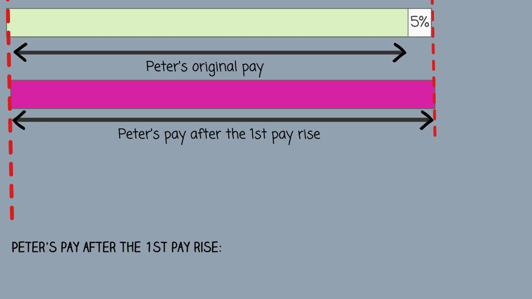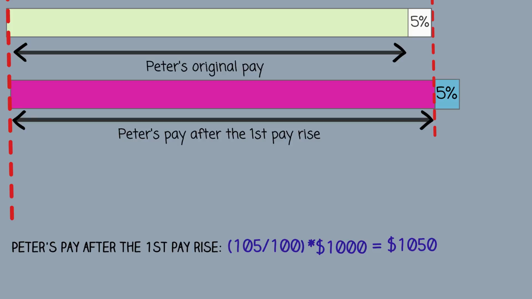Here's how we can calculate Peter's pay after the first pay rise. Take 105% of his original pay of $1,000. This gives $1,050. Then Peter gets a second pay rise of 5%. Using the model, we can add one small rectangular bar to the pink bar to represent the pay rise of 5%. Do note that this small white bar, depicting the first pay rise of 5%, is different from the small blue bar, depicting the second pay rise of 5%.